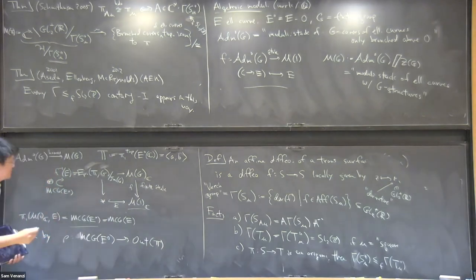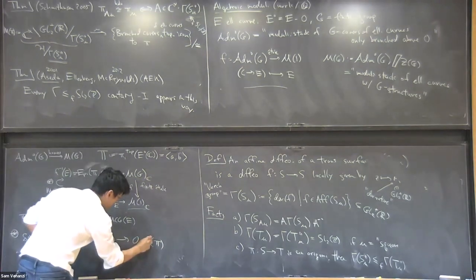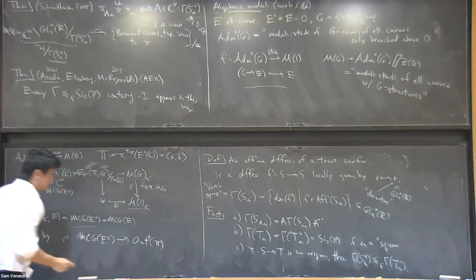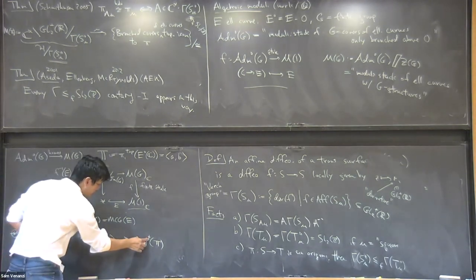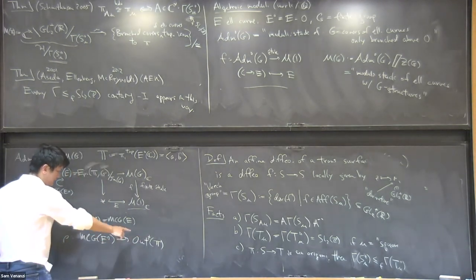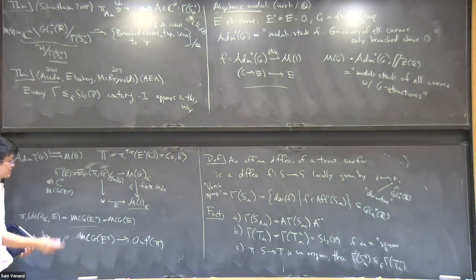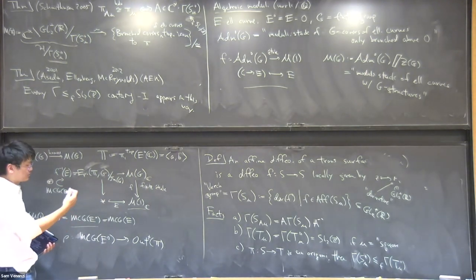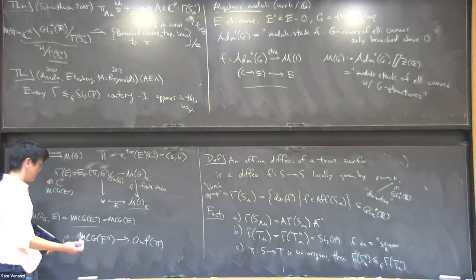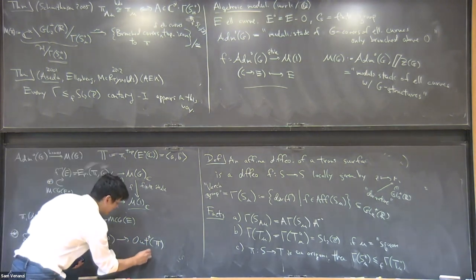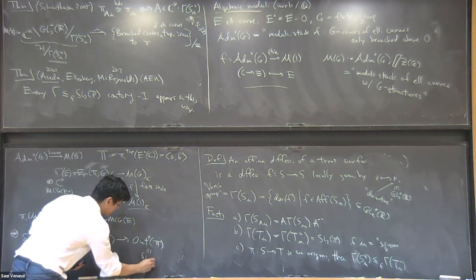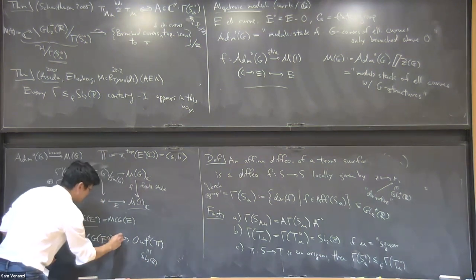And in fact, what you can show is that this map is injective, and it's an isomorphism onto the subgroup of orientation-preserving outer automorphisms. These are outer automorphisms which act with determinant one on the homology. So this is isomorphic to SL2(Z), and this is an isomorphism.